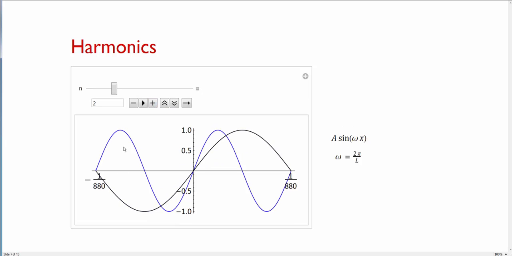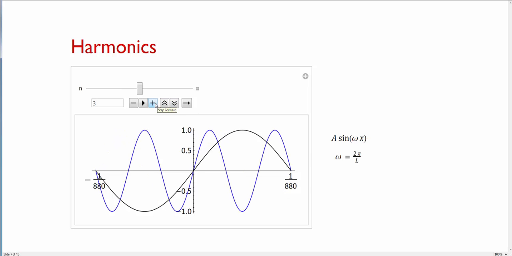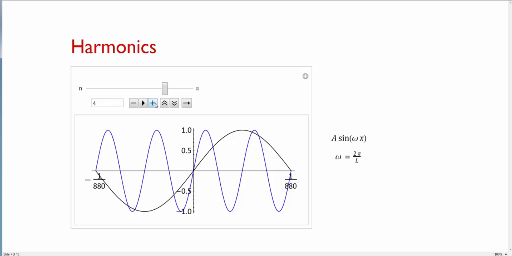The blue wave has frequency 880 Hz. There are 2 periods within one single oscillation of the 440 Hz wave. If we take n equals 3, we get 3 complete periods, and so on.